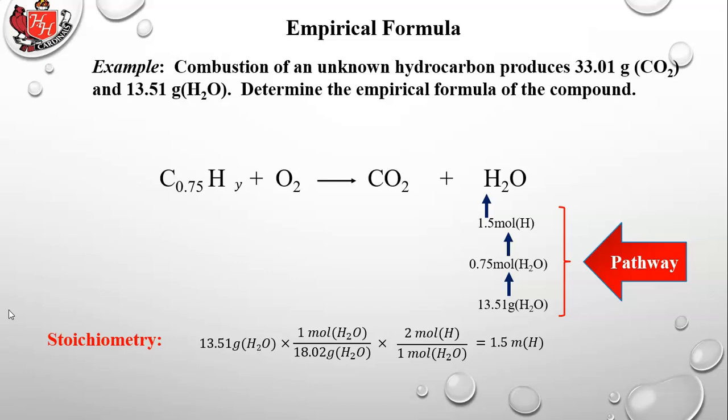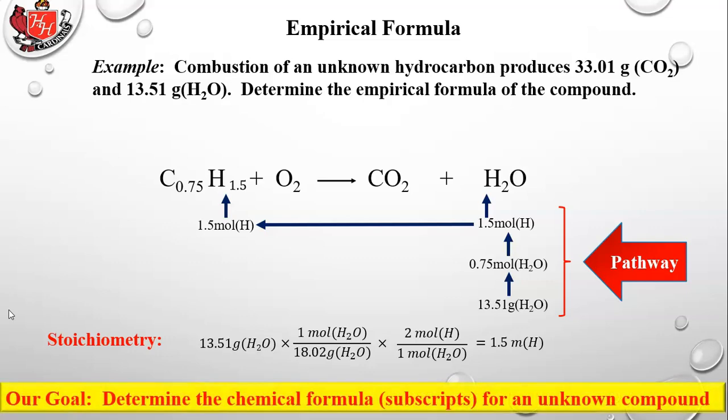So now, where did all that hydrogen have to come from? The only place it could have come from is the hydrocarbon. So that's 1.5 moles there, and we can replace that as our subscript. So now we have our subscripts, but we have to get them in whole number ratios. So we're going to do that on the next slide.